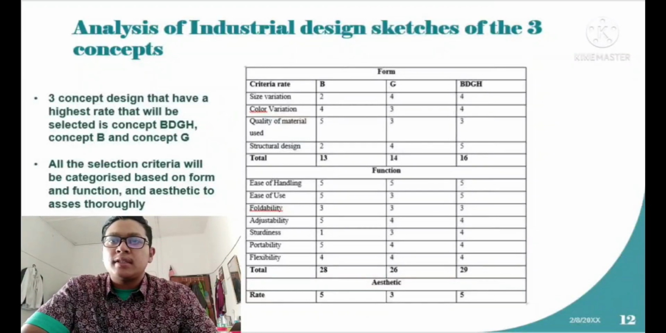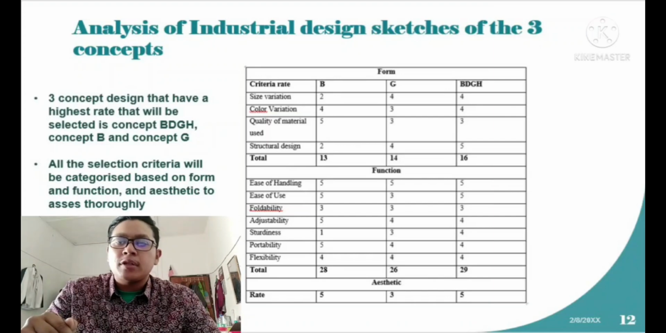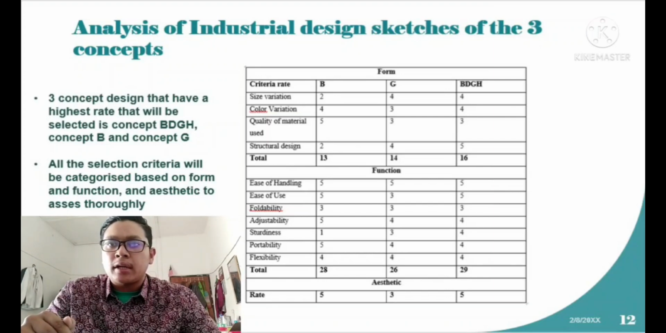For analysis of industrial design sketches, we are going to focus on analyzing the design concept based on three aspects: function, form, and aesthetic. So there are three design concepts that have the highest grade that will be selected and will be assessed. So based on table 2, concept scoring and concept selection matrix at the previous part, there are a list of criteria that will be categorized on three aspects that we have to focus on in this part.